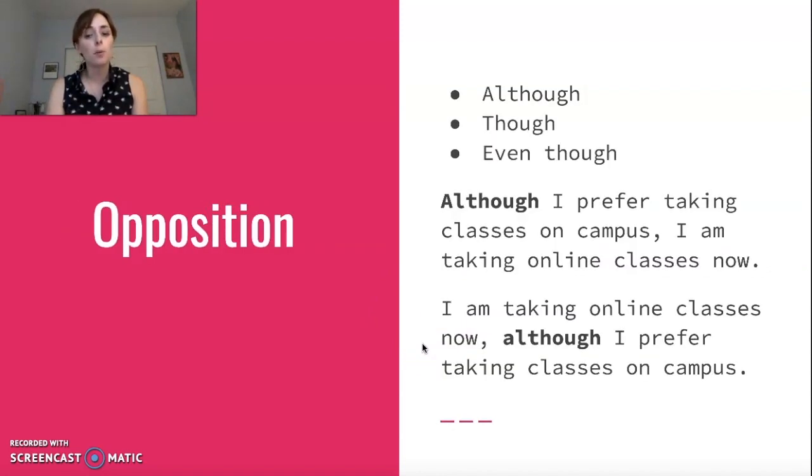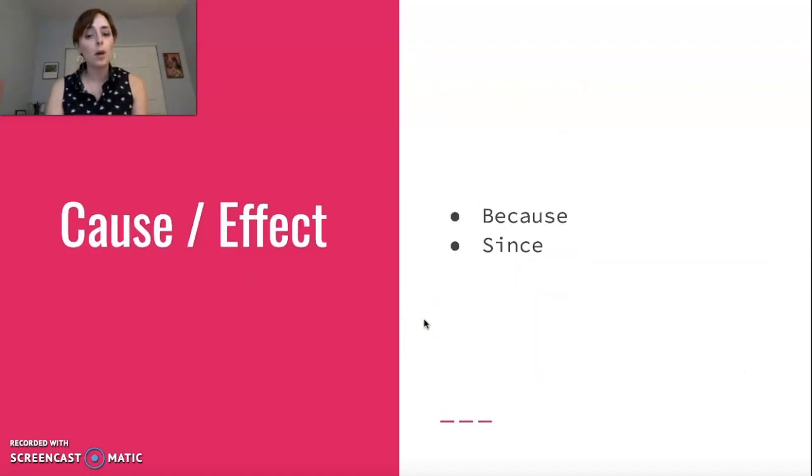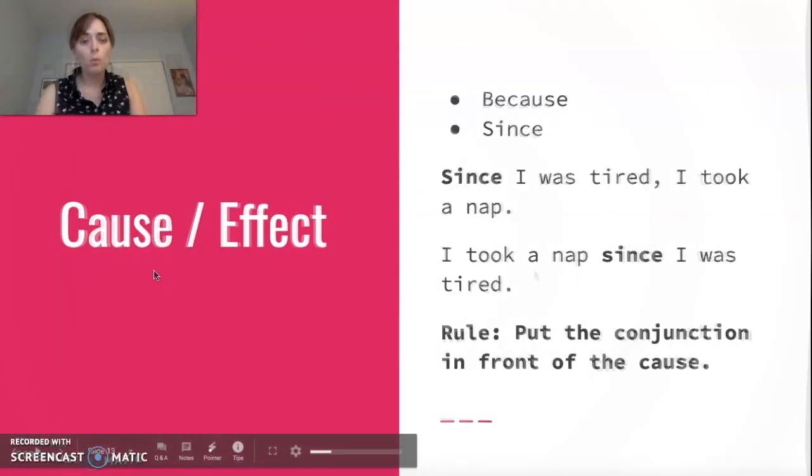Also, before we move on, you could also use though instead of although in both of these sentences, and you could also use even though here or here, and they mean the same thing. Okay, so now let's look at cause and effect. So because is a very popular transition word that you probably already use, and you hear people use a lot, and also since. So this indicates a cause and an effect. So we can use because or since, okay?